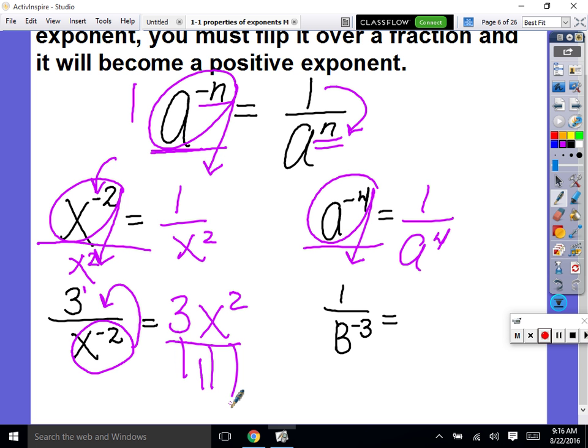Does everybody understand that? Okay, looking at this one, we have 1 over b to the negative 3. We have a negative exponent. We're going to grab it, flip it over a fraction. So that will be b to the positive 3. Questions? Next property.